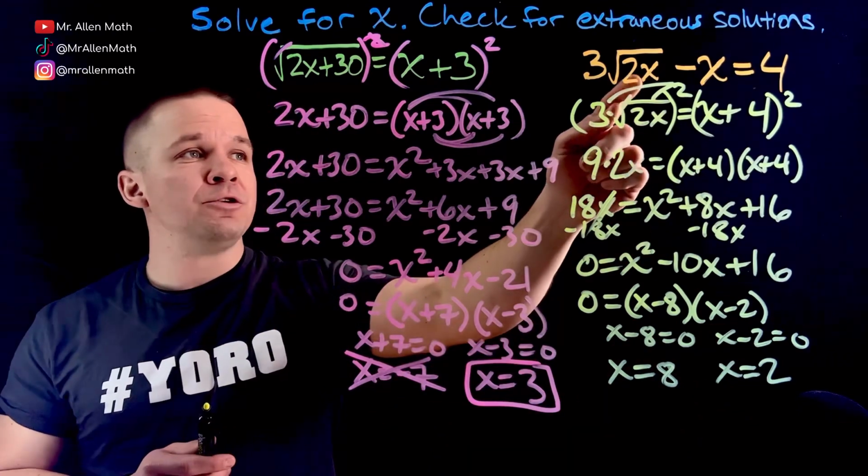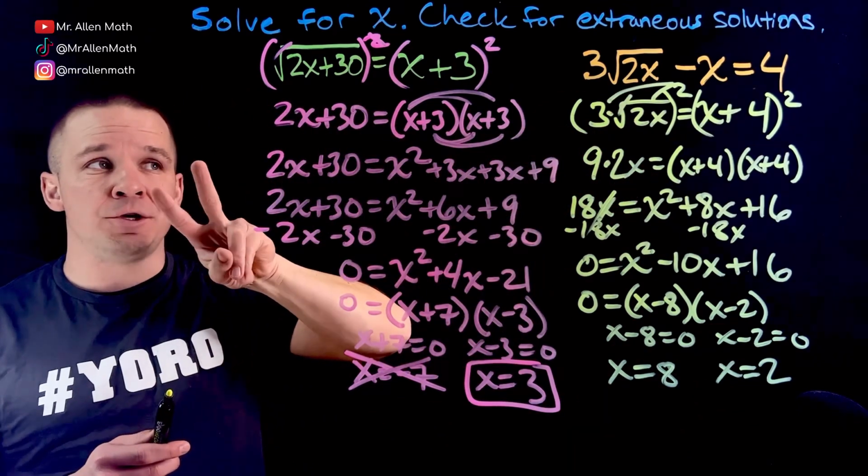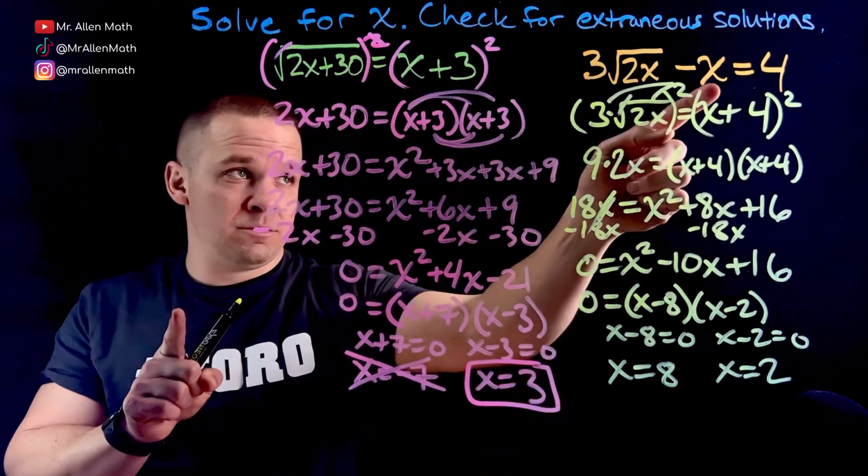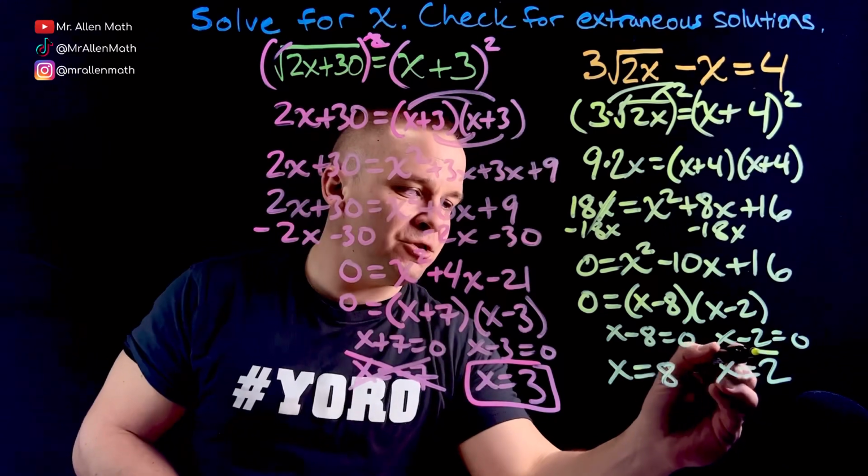Does it do the same? 2 times 2 is 4. Square root of 4 is 2. Times 3 is 6. 6 minus 2 is 4. All right. They do both work.